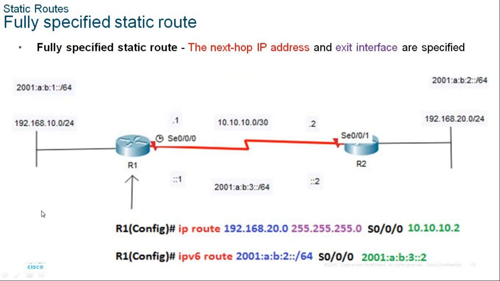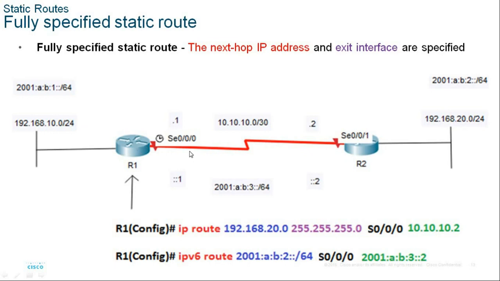The next type of static route is the fully specified static route. As I discussed before, the fully specified static route is the combination of the next hop address as well as the exit interface. We are going to use both the next hop address and exit interface. See here, the same topology. I am at router R1. I want to reach this network. So IP route 192.168.20.0 slash 24, meaning 255.255.255.0.